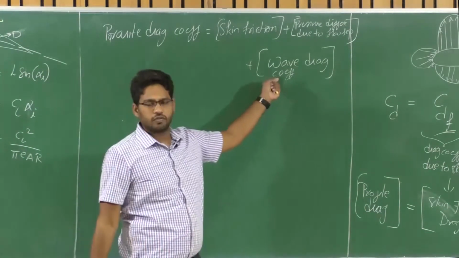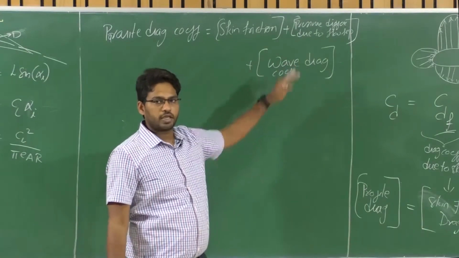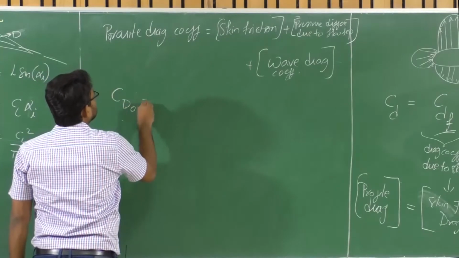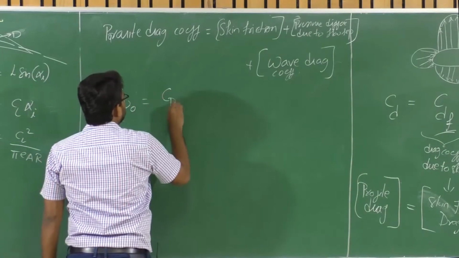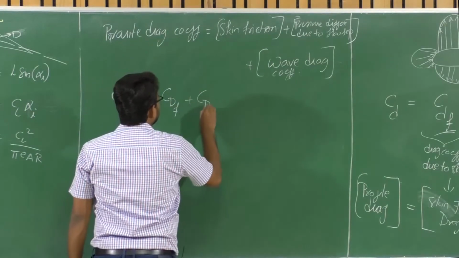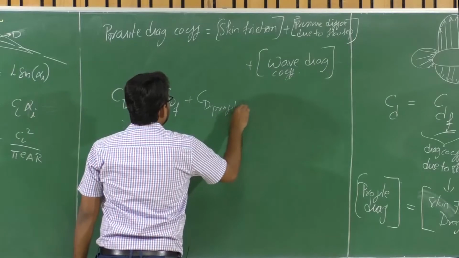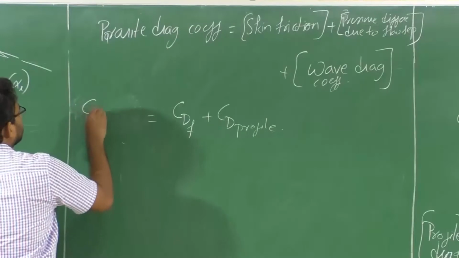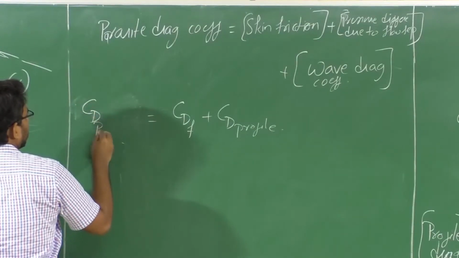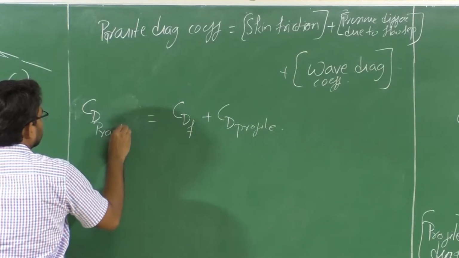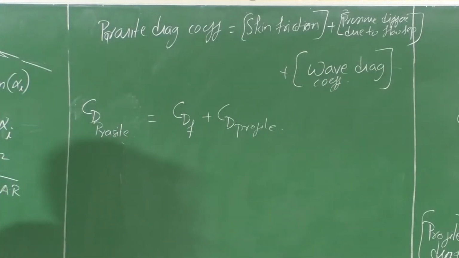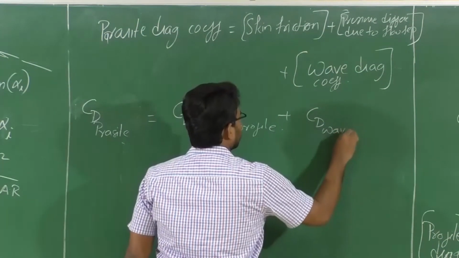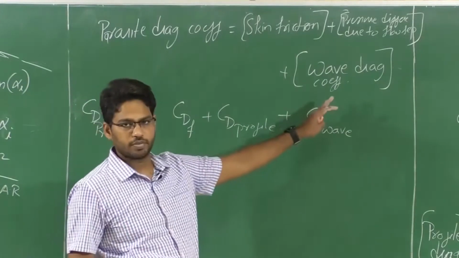So at lower subsonic speeds, the wave drag coefficient will disappear. What we have is CD naught, which is equal to CD friction plus CD profile. Or we can say the parasite drag coefficient is due to skin friction and profile drag coefficient, plus the CD wave drag coefficient, but at lower subsonic speeds this will disappear.